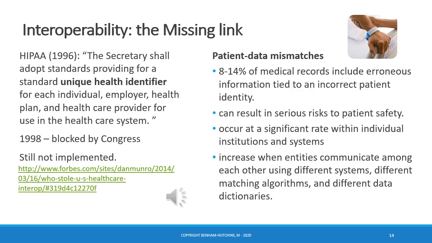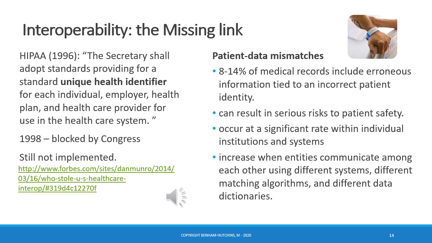So one of the biggest issues we have in interoperability today is that in the United States, we do not have a unique health identifier. In 1996, when the HIPAA Act was passed, this was part of it, and it said that the Secretary shall adopt standards providing for a standard unique health identifier for each individual, employer, health plan, and healthcare system for use in the healthcare system. In other words, a unique identifier that you would use for healthcare. It was blocked by Congress in 1998, and it is still not implemented.